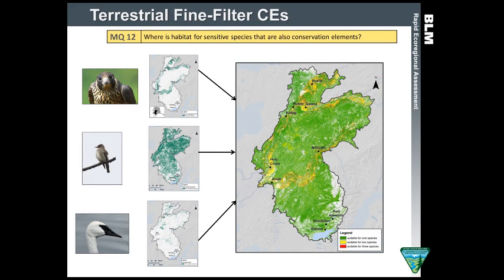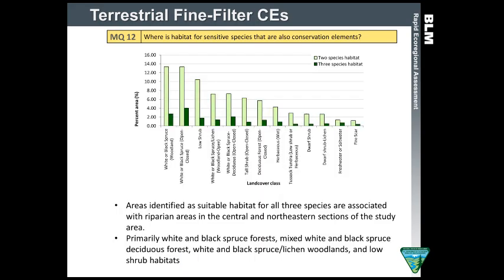It's really hard to see. That's the red. So areas identified as suitable habitat for all 3 species are associated with riparian areas in the central and northeastern part of the state. It's really hard to see from this graphic, but if we graph that out, where we have overlap for 2 or 3 species, we see that they're primarily associated with white and black spruce forests, mixed white and black spruce deciduous forests, white spruce and black spruce lichen woodlands, and low shrub habitats.